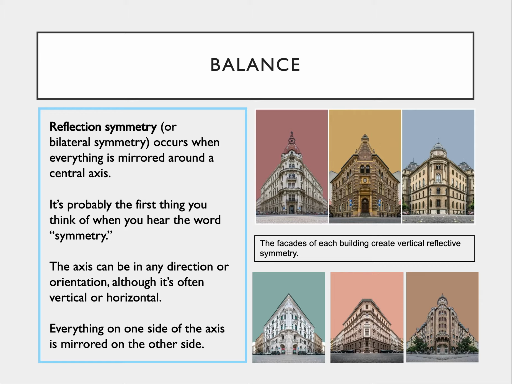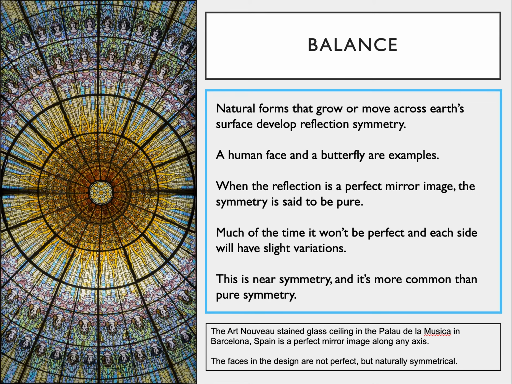Reflected symmetry or bilateral symmetry occurs when everything is mirrored around a central axis. And you can see that in the image of the facades, the photos taken of the facades over here. The axis can be up and down, left and right. It can even be diagonal. But everything on one side of the axis is mirrored on the other side. That creates that stable, symmetrical balance.